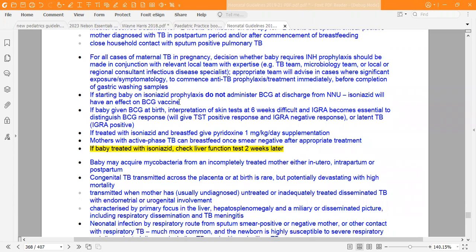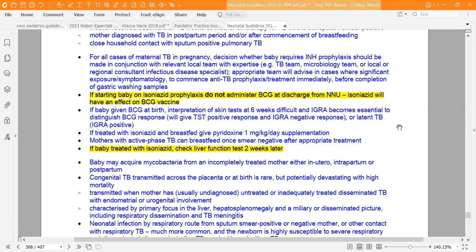If starting the baby on isoniazid prophylaxis, do not administer BCG at discharge from NNU. Isoniazid will have an effect on the BCG vaccine. So this is again a very important point.